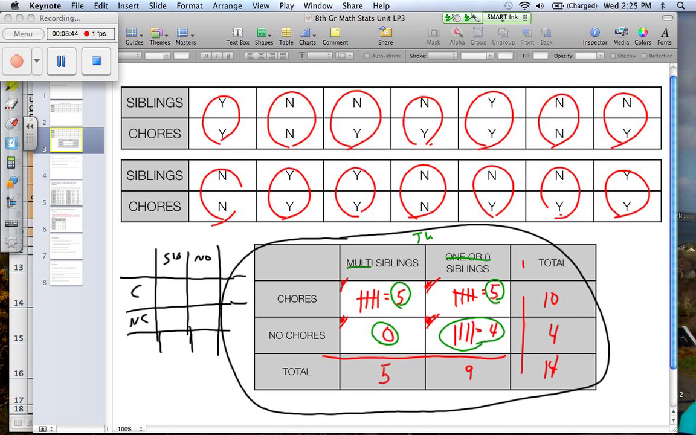Here is my two-way frequency table, and that is how I use it to analyze the data. I'm looking for an association between the 2 variables. We'll practice with this a lot over the next few days, and you're going to make your own on the next slide.